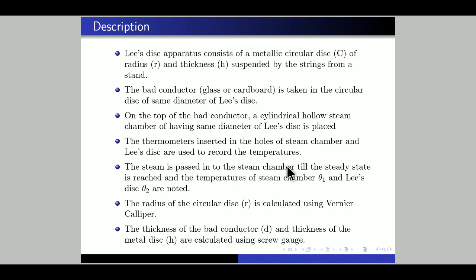Once the steam is passed into the steam chamber, the thermometers T1 and T2 show different temperatures. We can heat the Lee's disc through steam till the steady state is reached. That is, the temperatures shown by the thermometers T1 and T2, theta 1 and theta 2 values, are not changing with respect to time. The radius of the circular disc is measured by vernier caliper. Again, the thickness of the bad conductor and the thickness of the metal disc are measured using screw gauge.